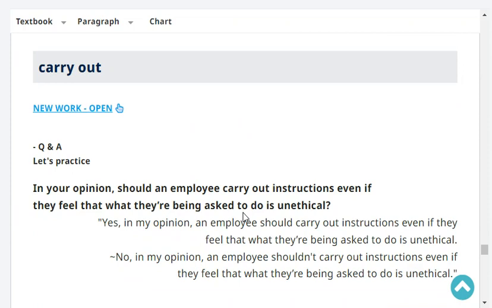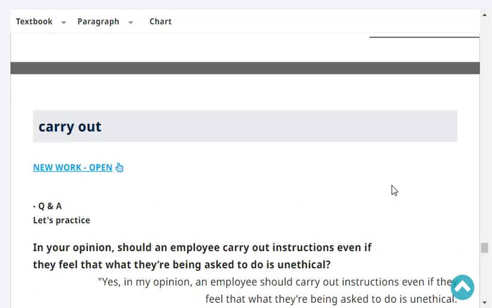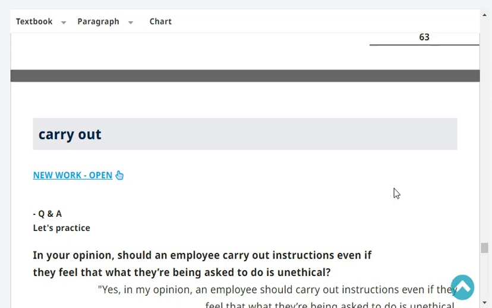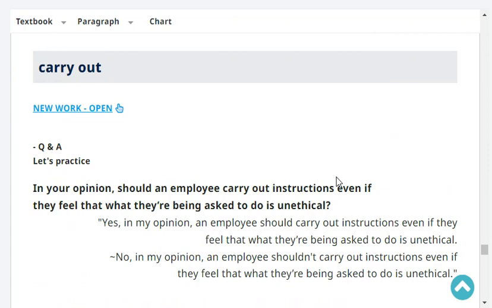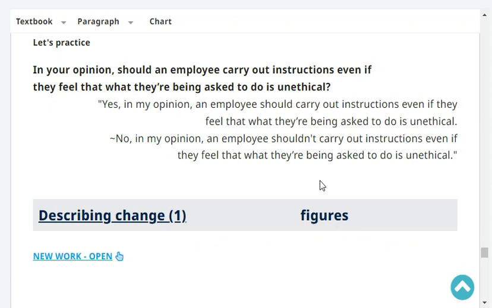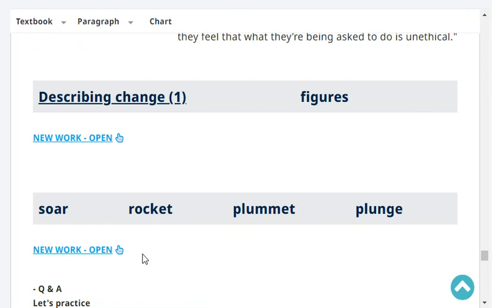Very good. In your opinion, should an employee carry out instructions even if they feel that what they're being asked to do is unethical? Yes or no? Yes, in my opinion, employees should carry out instructions even if they feel that what they are being asked to do is unethical.